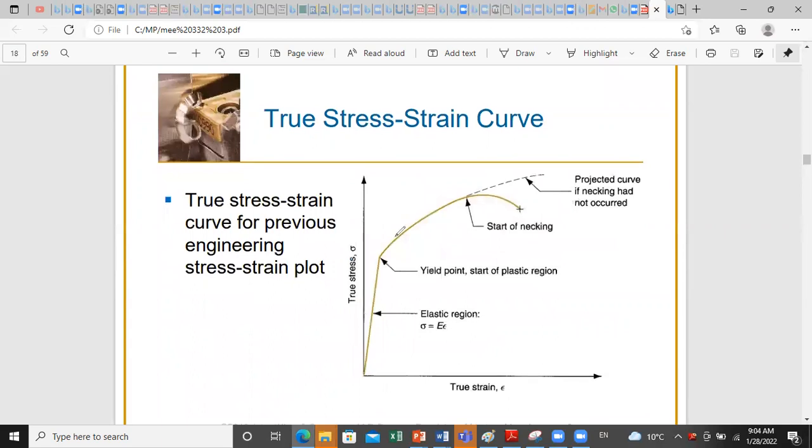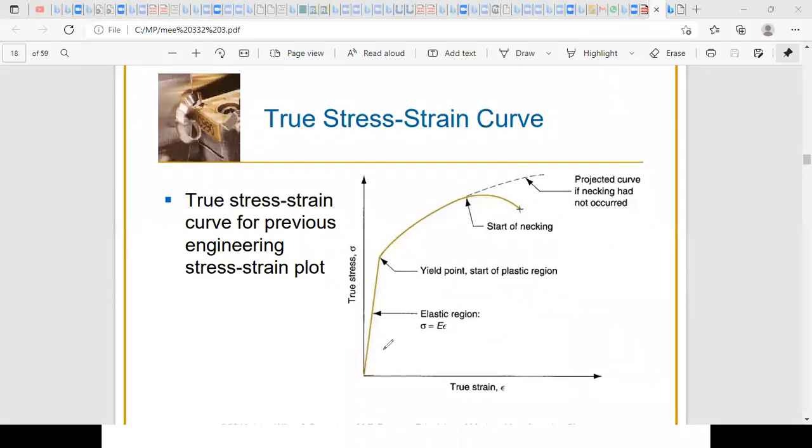First, we have the elastic region. In the elastic region, we have a linear variation of the stress with strain. So this is driven by the following relation. And graphically, we can determine the value of the modulus of elasticity. We can determine the yield stress, which will be the transition between elastic and plastic regions.